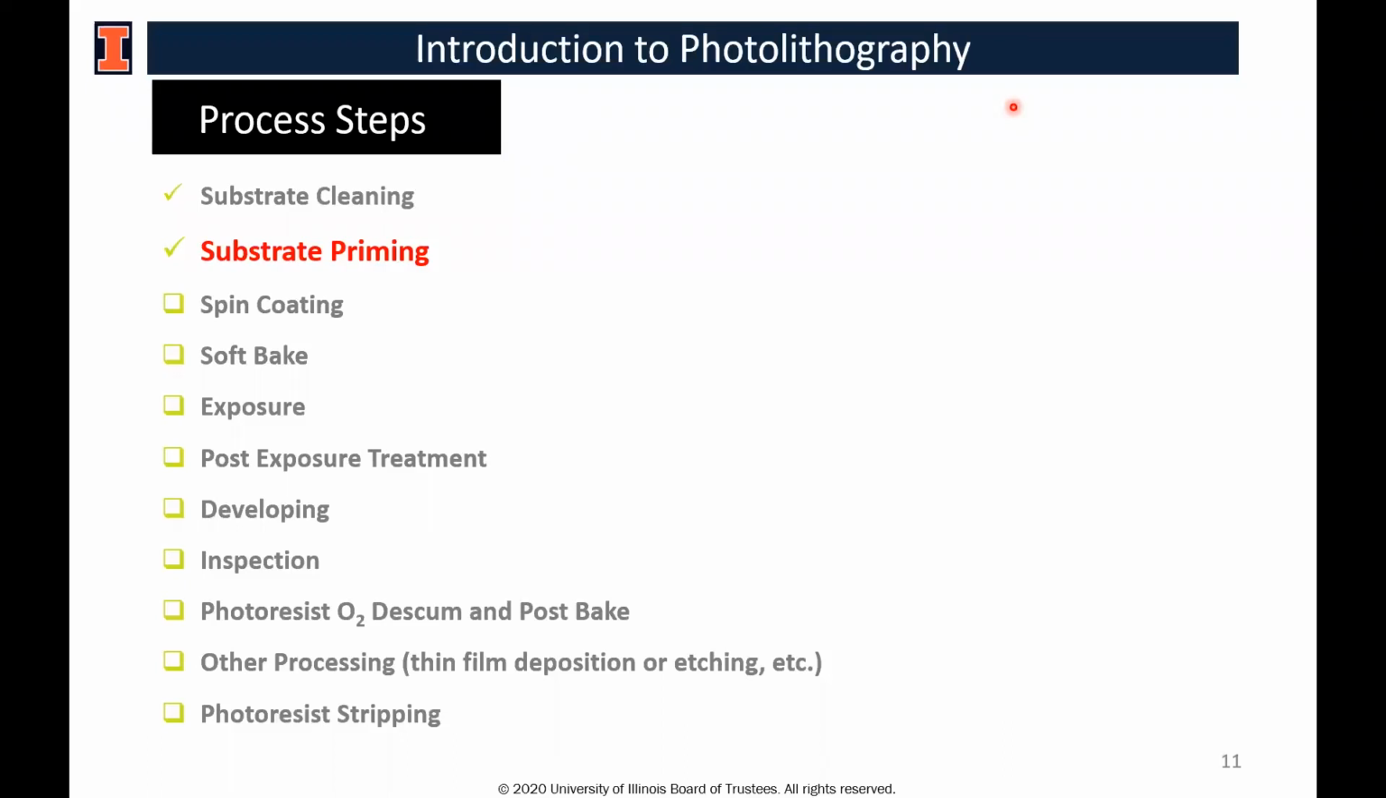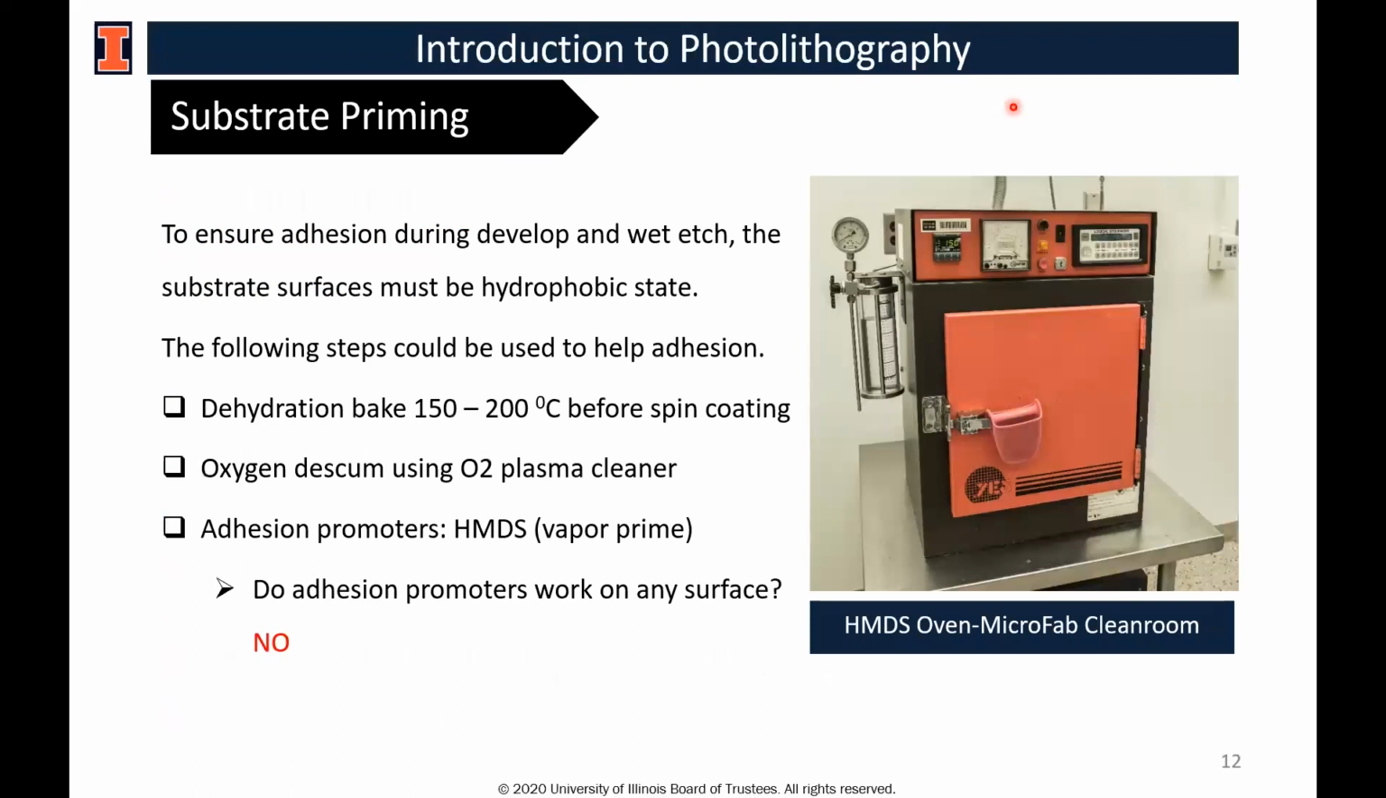After cleaning the substrate, we can prime the substrate. Okay, so why do we need to prime the substrate? Because we want to make sure that the adhesion during the development and the wet etch is good enough. So before we can start the lithography process, first we need to make sure the surface is hydrophobic. And then we can do the following things to improve the adhesion of a photoresist. We haven't done the photoresist spinning yet. We just want to make sure that we have a good base to start with.